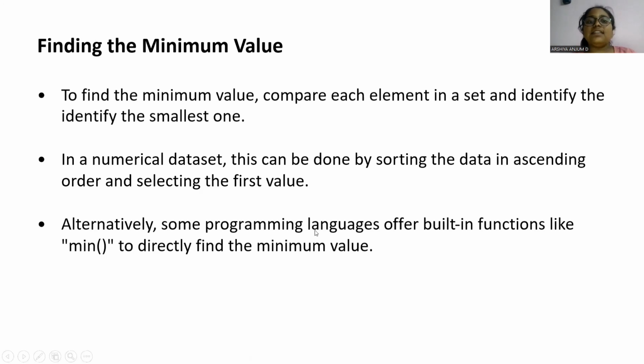Alternatively, some programming languages offer built-in functions like min to directly find the minimum value. So now we found this by sorting in ascending order, descending order, or comparing. But when it comes to C language, we will use the function called min function. With that function, we can directly know what is the minimum value.